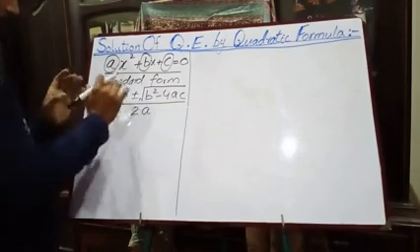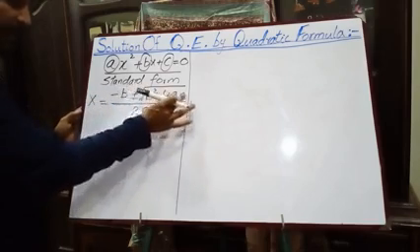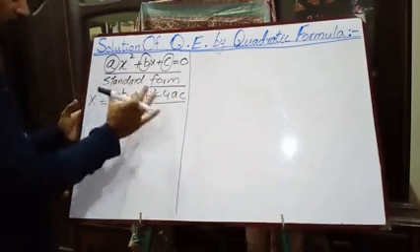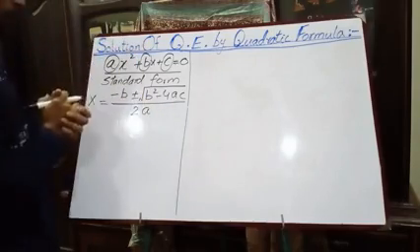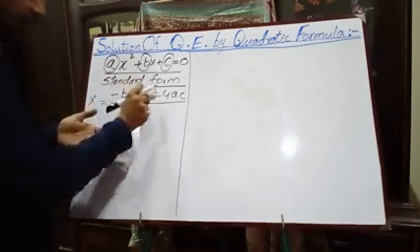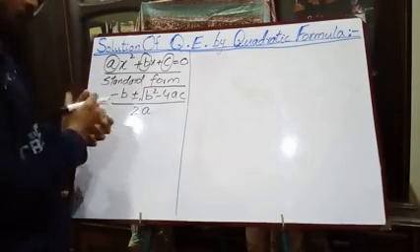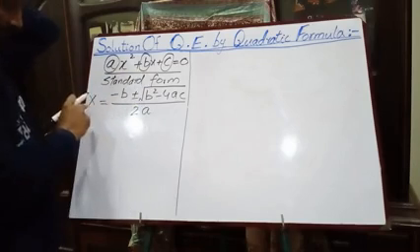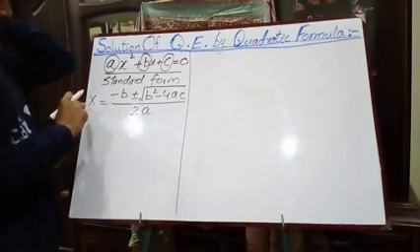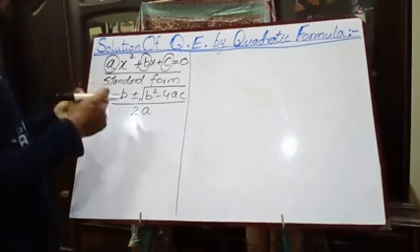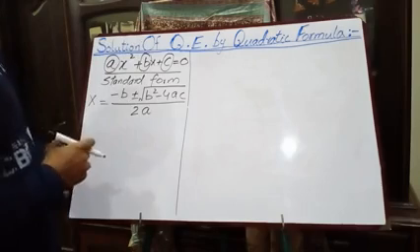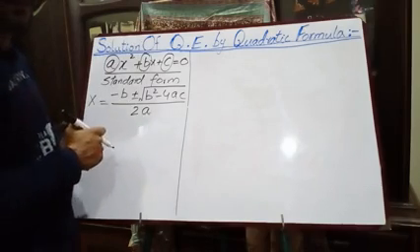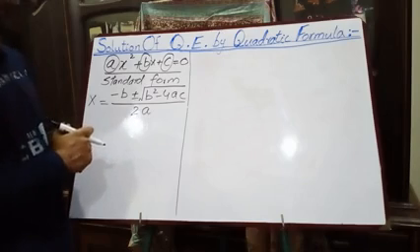Now we have to put the values of a, b and c, which we will find from the given equation, in this formula, and directly we can find the two values of x, which will be the solution of the quadratic equation. The values of x will be taken as roots of that equation.